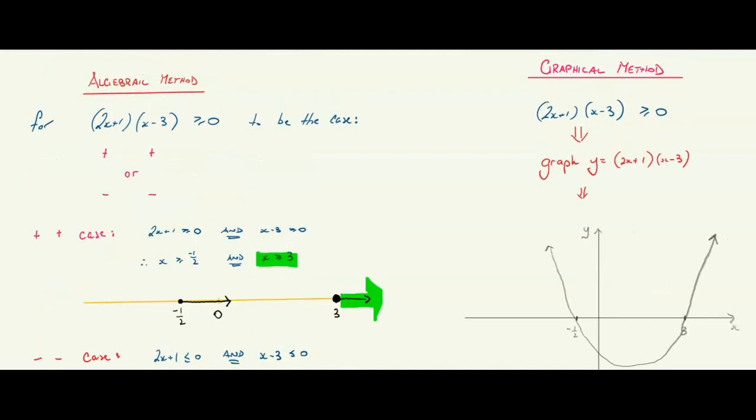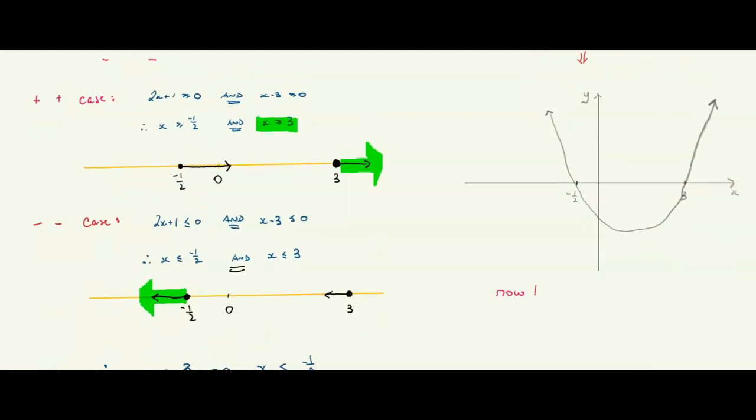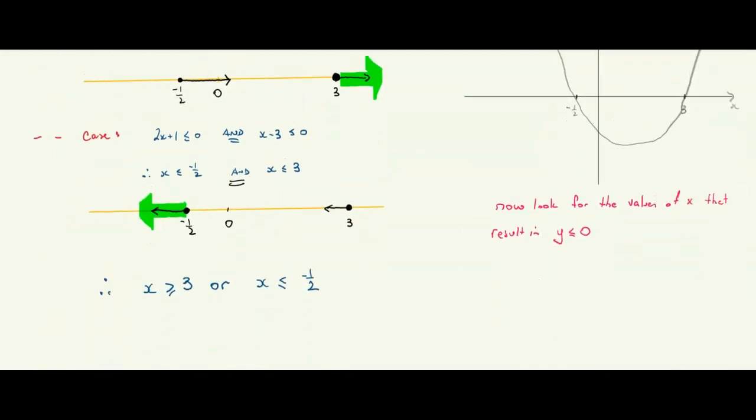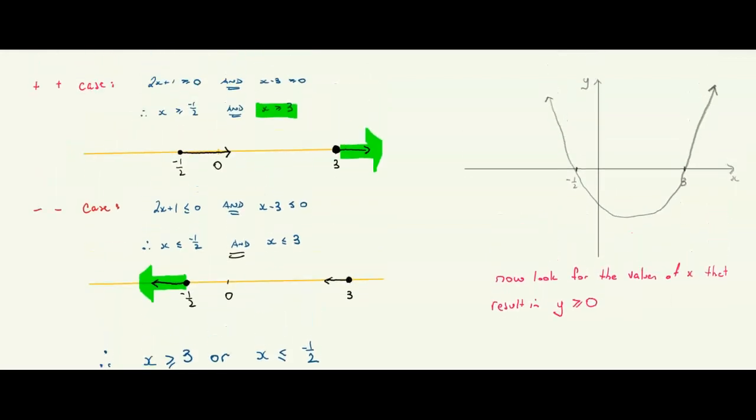So I've graphed this equation. Once I've graphed it, now look for the values of x that result in y being less than or equal to 0. Is that what we're solving? Sorry, greater than or equal to 0. My mistake. Y is greater than or equal to 0. Now look for the values of x that result in y being greater than or equal to 0.